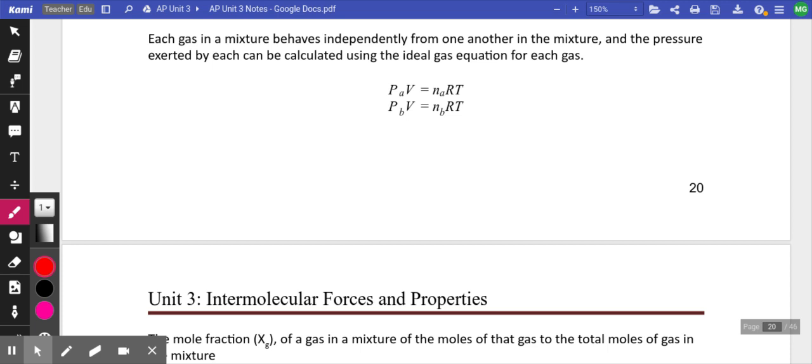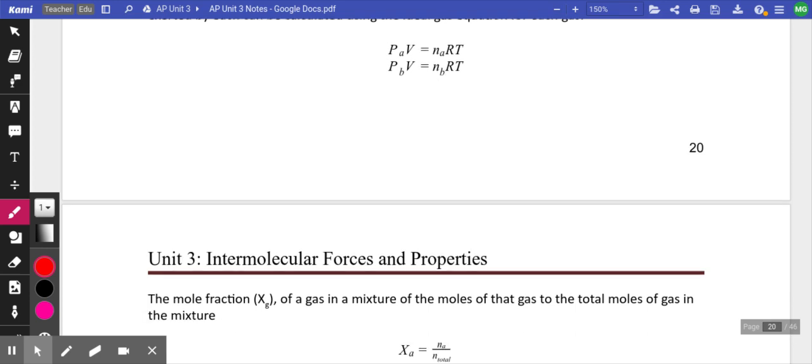Each gas in the mixture behaves independently from one another, and the pressure exerted by each can be calculated using the ideal gas equation for that gas individually. So again, if I have this mixture of air with oxygen, carbon dioxide, and water vapor, I could do an individual gas law equation specifically using the moles of that gas to figure out the pressure that that individual gas is exerting in my mixture.